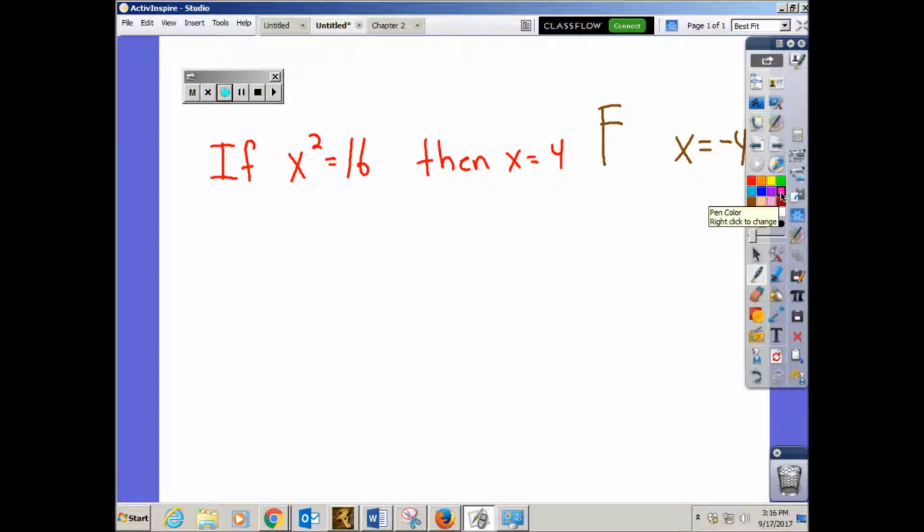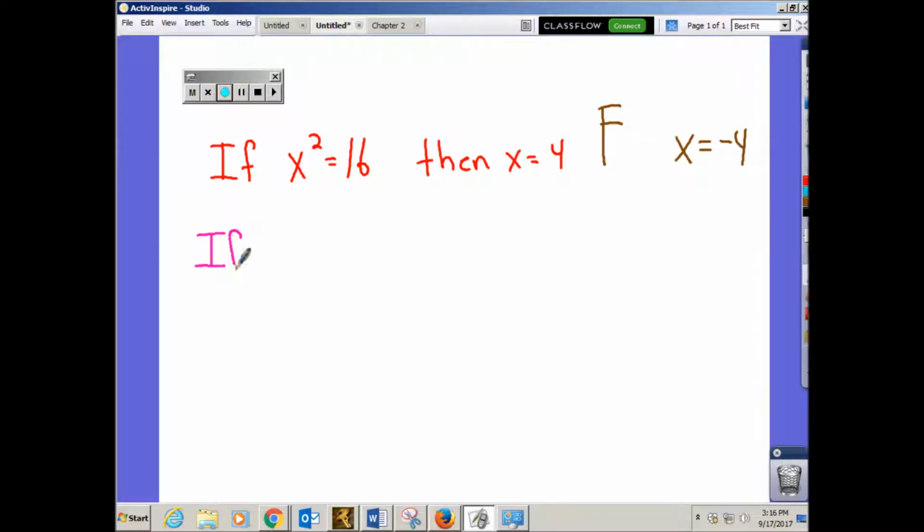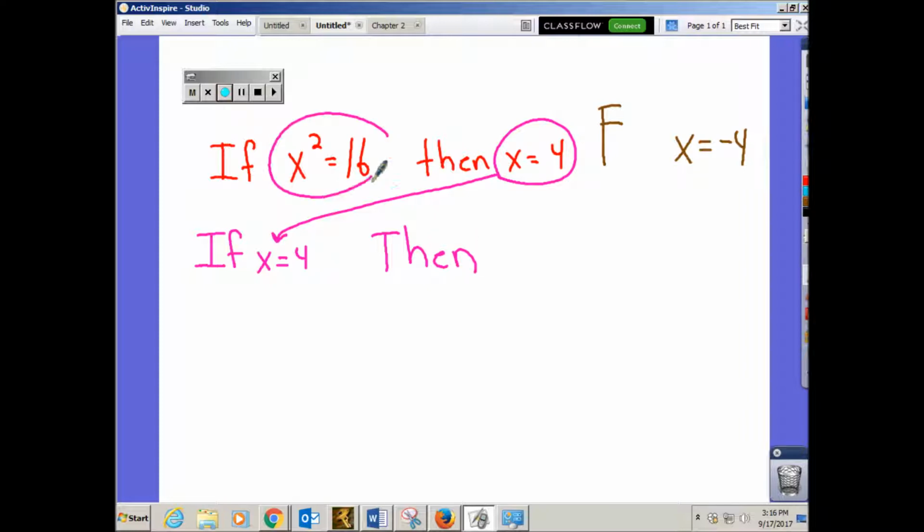If I rewrite my statement in if-then form, what happens is I take this original conclusion and make it my if. So if x equals 4, then I take my original hypothesis, my original if, and make it my then. Then x squared equals 16. And this is actually true, because every time x equals 4, x squared is going to equal 16.